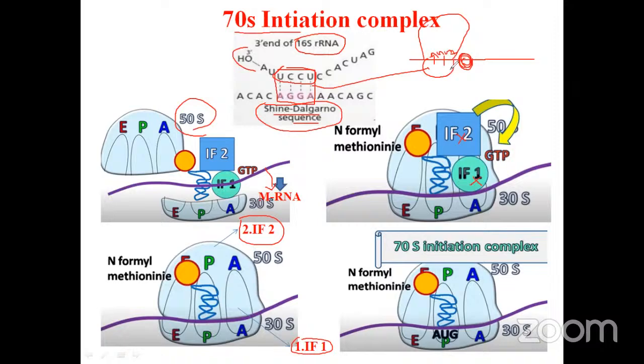The Shine-Dalgarno place is upstream toward the starting site. For example, this is the starting site of the process. This side is the upstream. This side is the downstream. So the Shine-Dalgarno place is upstream of the starting site. Is it clear? Yes, sir. Right.